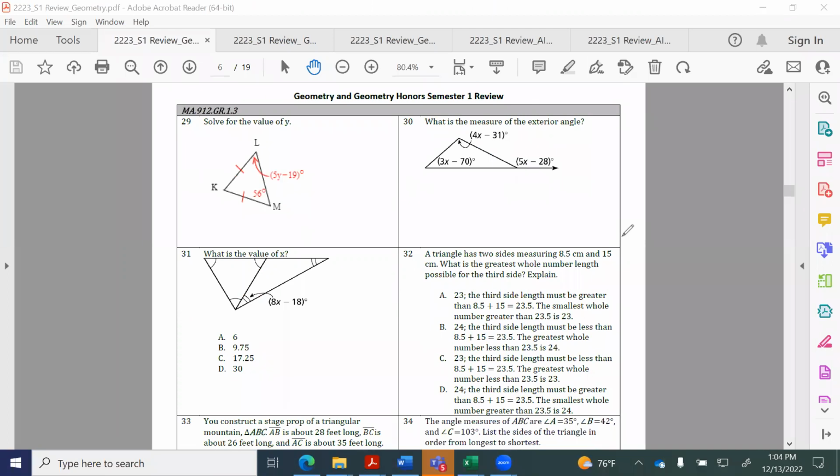On 29, solve for the value of y. So on here, these two sides are congruent. If those two sides are congruent, the angles across them must also be congruent. So if this is 56, that angle is also 56. So 56 is equal to 5y minus 19. Bring 19 over by adding it. So if we add 19 to that, we are now at 75 equals 5y. And divide by 5. And then you get y equals 15. And that's our answer. Just wanted y on that one.